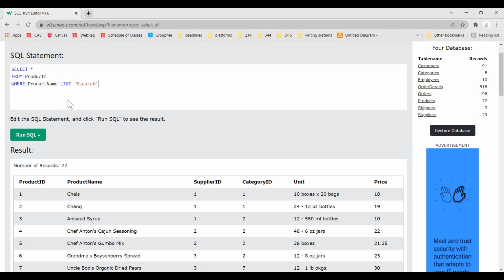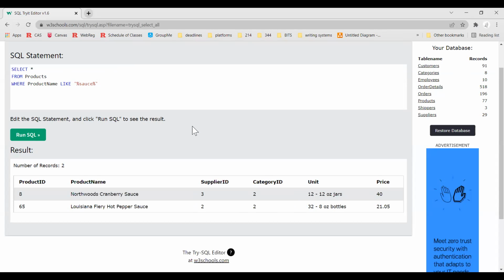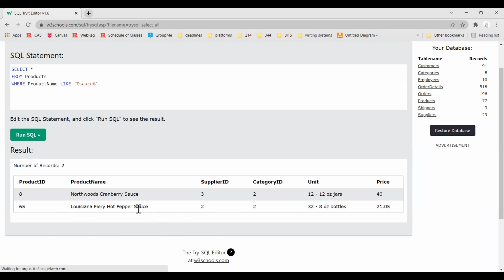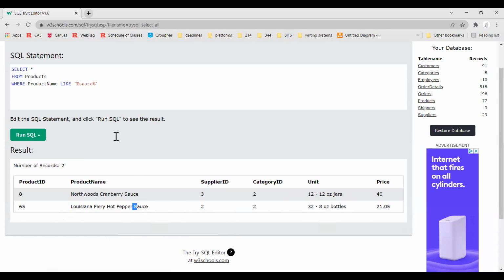Gosh, if I can type correctly. All right, and we see we have 2 options here. There's Northwoods cranberry sauce and Louisiana Fury hot pepper sauce. So they both have the word sauce right in there. And you can see that they didn't check the capitalization. So it was all right here that we had it lowercase.